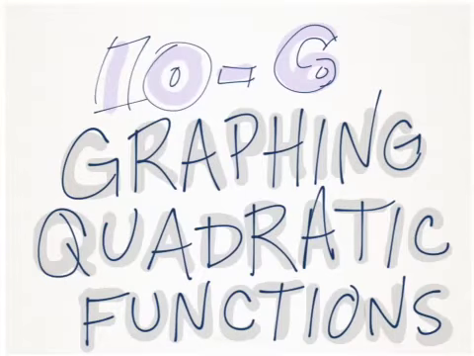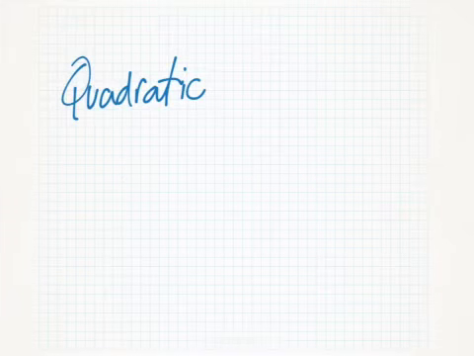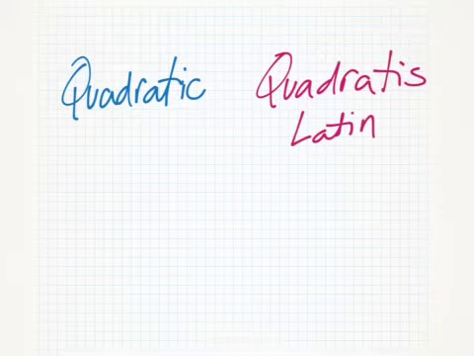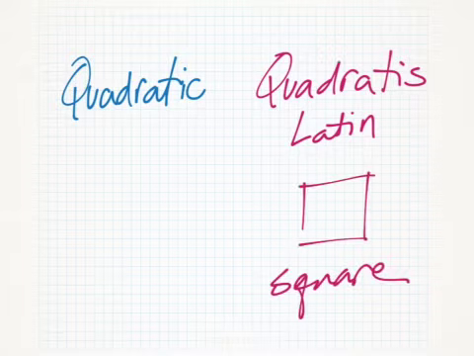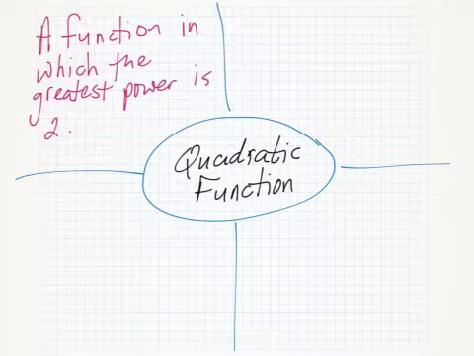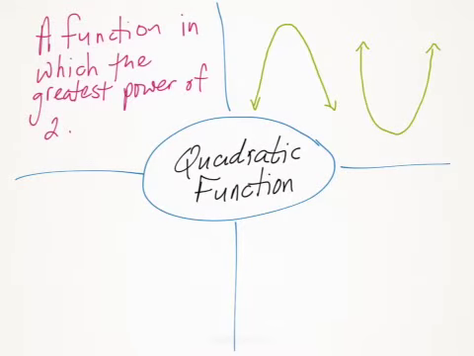Welcome to graphing quadratic functions. Quadratic comes from the term quadratus, which is Latin for square. A quadratic function is a function in which the greatest power is 2, so you're squaring the exponent. As a result, you can have one of two types of results when you graph it. You can have a parabola either facing downward if it's negative, or upward if the exponent is positive.